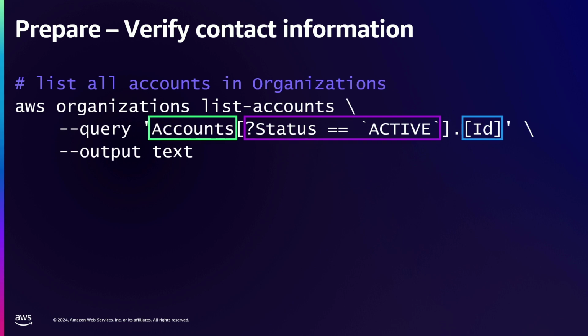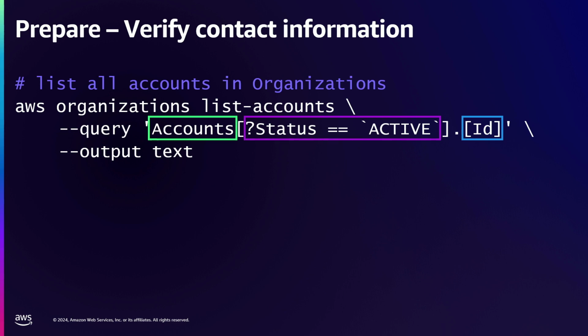So we can modify our command slightly to look like this. We've added the query option with this filter string, which I'll explain in a moment. And I'm also setting the output format to text, because what I need for my shell to loop through is just a plain list of account IDs. The query then says that from the list of accounts, I want to select any of the objects that have the status field equal to active.